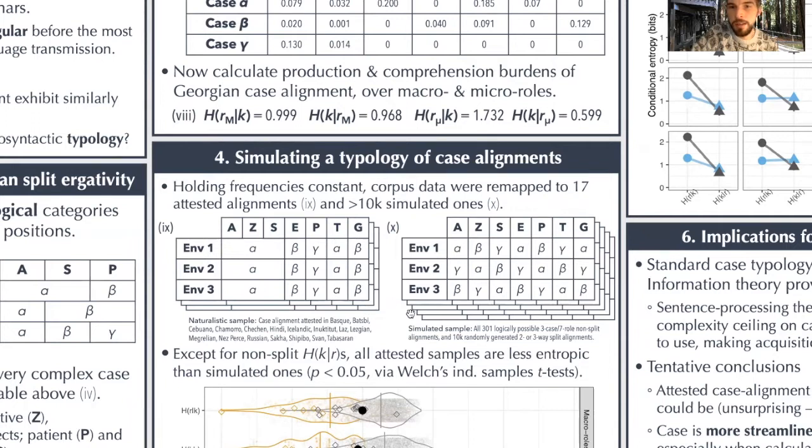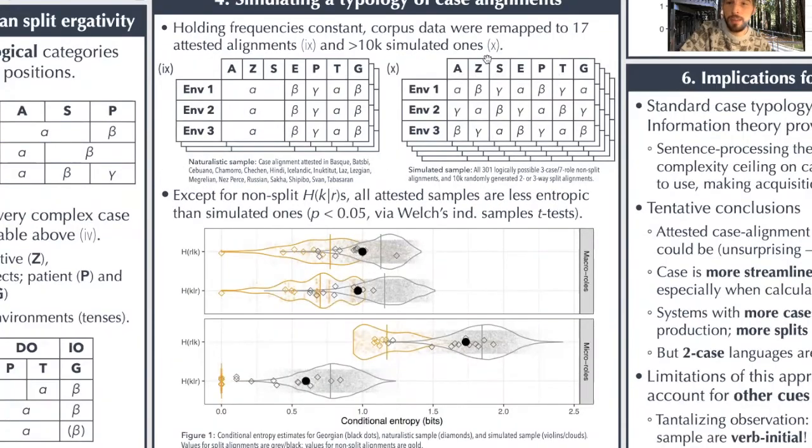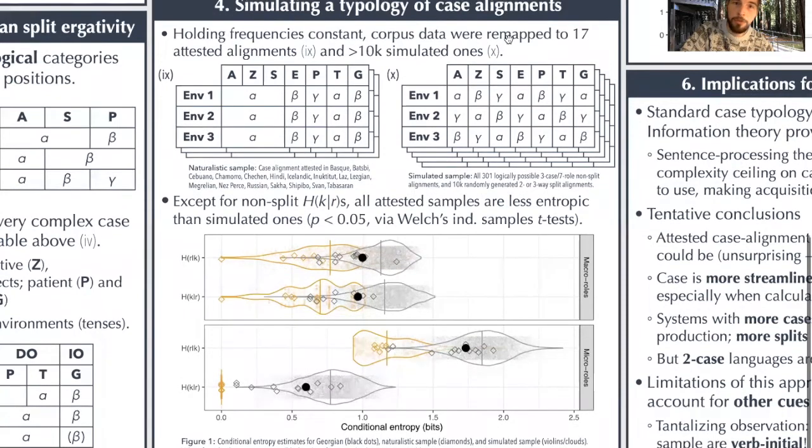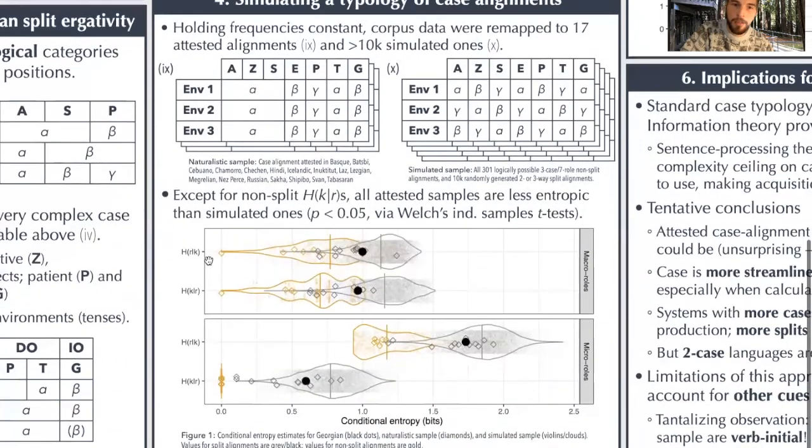That contrasts with the about 10,000 totally randomized case alignment systems, like this one here, this kind of really wacky checkerboard of our 3 case values, just randomly distributed across this case alignment paradigm. This is, as far as I know, an unattested type of case alignment system, but nevertheless logically possible. So with this typology of alignment patterns in tow, I calculated the same 4 values for each of them, and I plot the results here in figure 1.